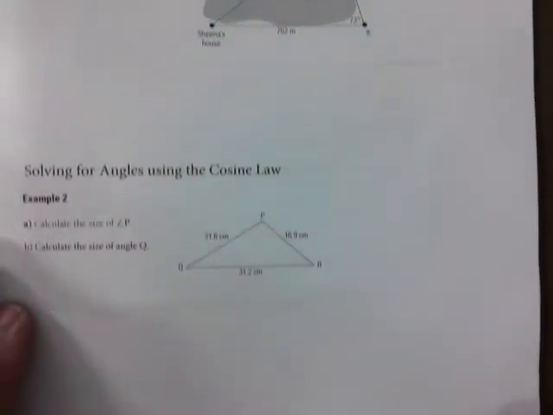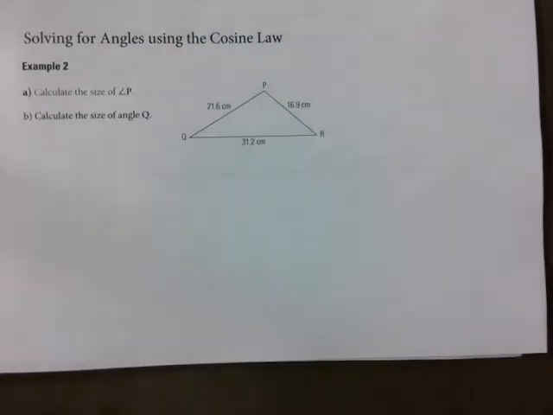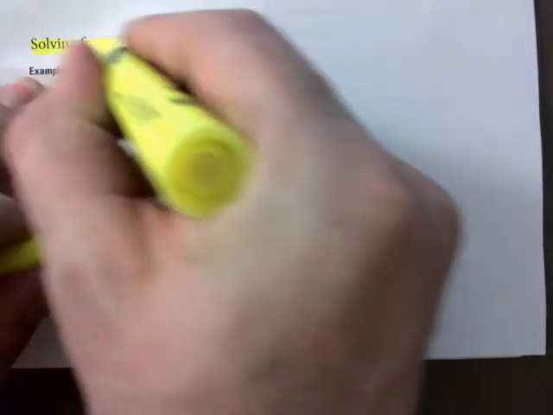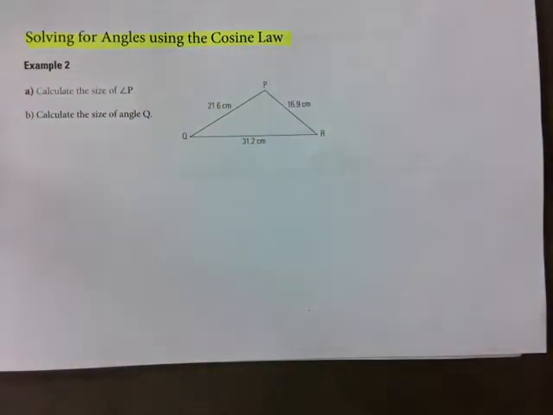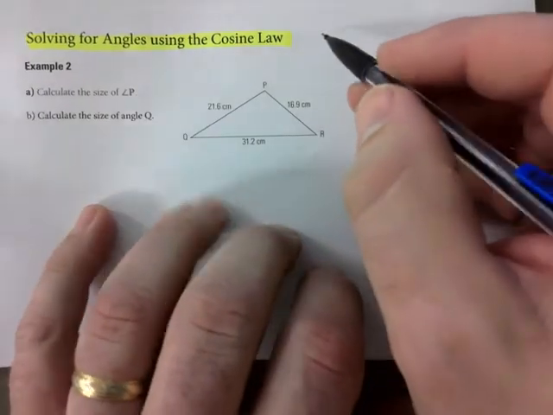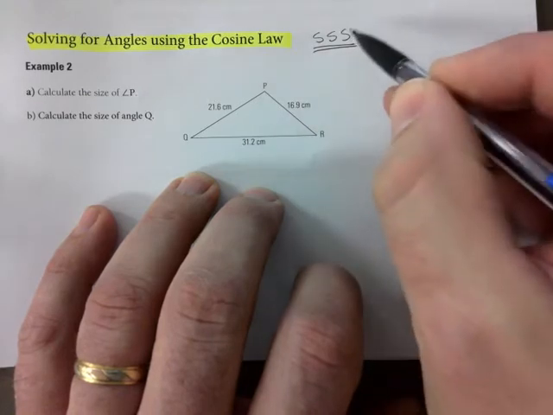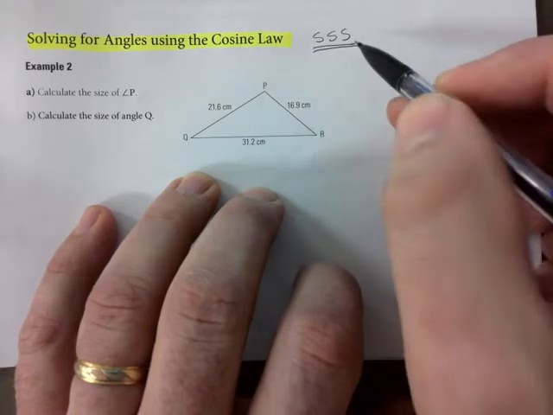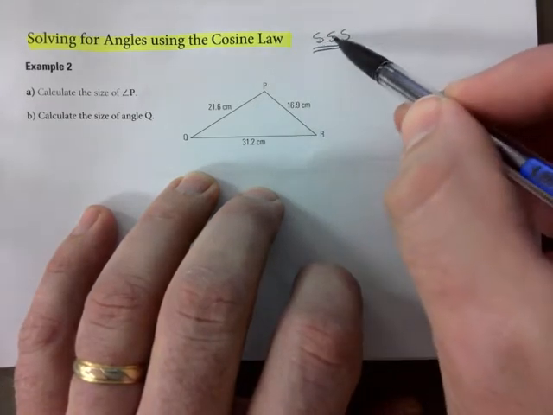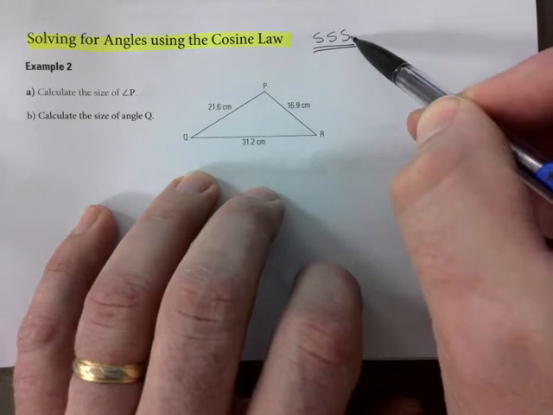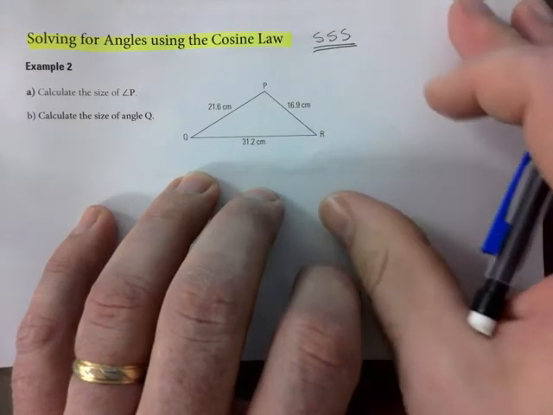I want to go to solving for angles using the cosine law. So get a highlighter here. Right, this is important. Solving for angles, this is specifically only for this case. Right? You can only use cosine law to solve for an angle if you know all three sides. Okay?